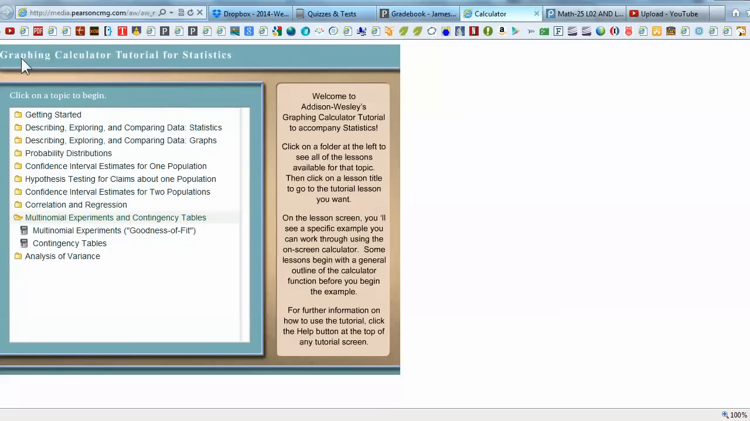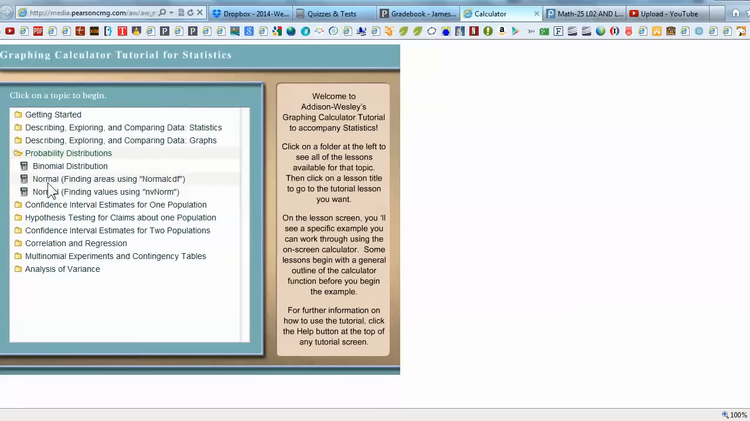In the Tools for Success, there is the Graphing Calculator tutorial for statistics, and you could have found this under probability distributions. Normal, that's finding the area if you know the cutoff score, and then there's the normal distribution, finding the cutoff using inverse norm. There's actually a typo there, where you know the area but you want to find the cutoff value. And then it depends on if you want the actual cutoff value from the non-standard distribution or if you want the z-score.